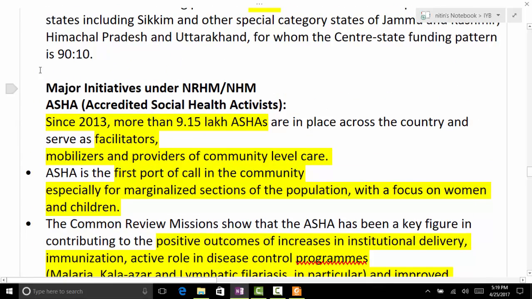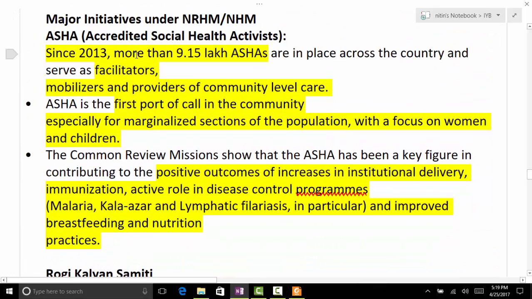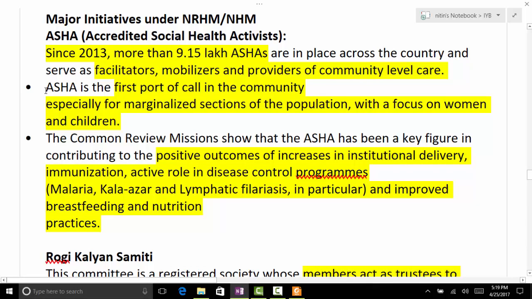Major initiatives: ASHA. Yes, a very important contribution of ASHA workers. They are the first interface, the outreach that brings health services to the doorstep of the rural population. Their contribution is more for pregnant women and the nutrition of children as well. They act as facilitators, mobilizers, and providers of community-level care. First port of call in the community, especially for marginalized sections of the population. Focus on women and children.